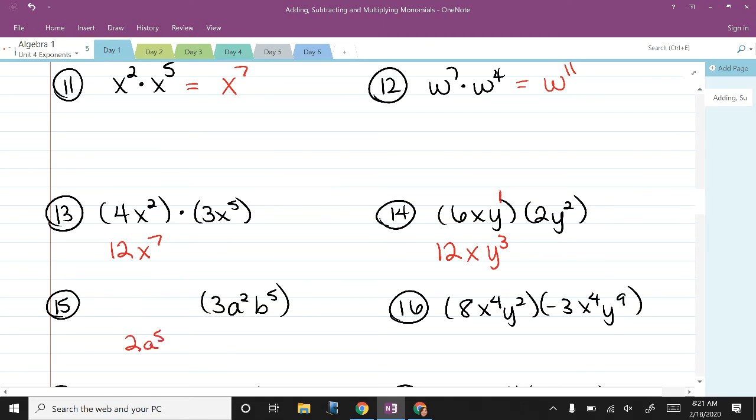12a to the 5th. And what do I get when I add my b's? That was a b to the 1st. 6. Negative 12. Okay, there you go. Y'all had it copied, didn't you?